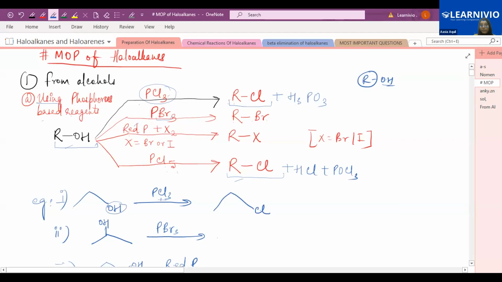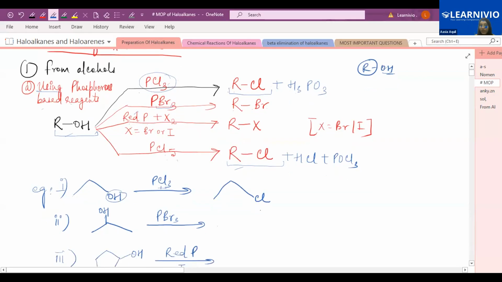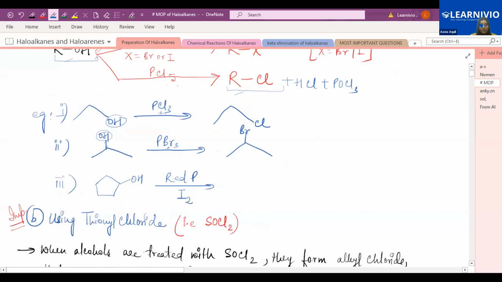Okay. Similarly, if we are using PBr3, again this is your OH group. You only have to look at the OH group, just remove this OH group. So basically the OH group is replaced by the halogen atom. So the corresponding halogen, if you are using Br over here, you will replace this OH by Br. If you are using Cl over here, you will replace this OH by Cl and so on. So what will be the product? The product will have bromine over here. Yeah. Tell me the third product.